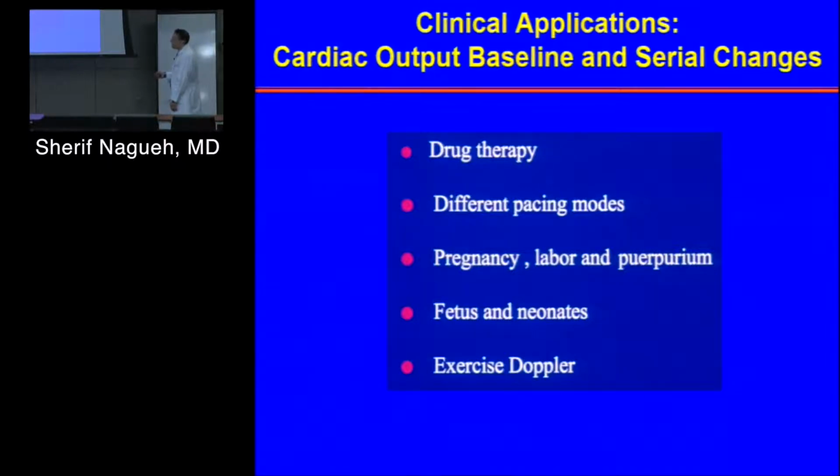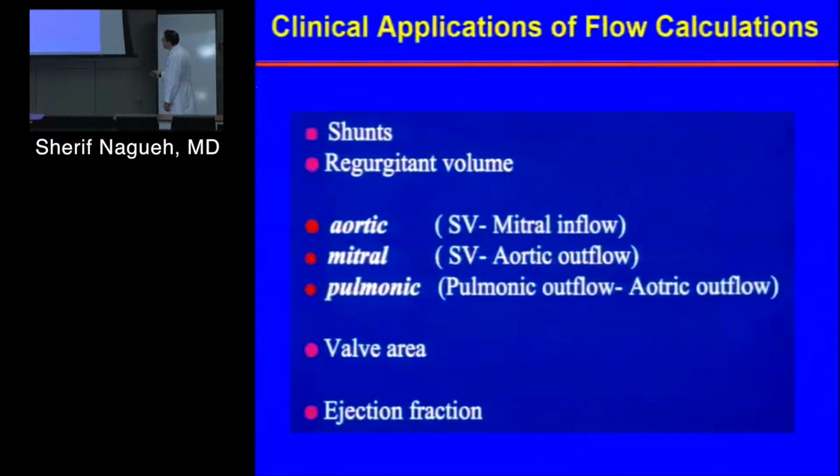We can look at physiologic changes with pregnancy, labor, and delivery. We can look at what happens to fetuses and neonates. There was a time when children with hyperbilirubinemia were treated with phototherapy, which produced vasodilatation and changes in cardiac output, and there was interest in what happens to them. And also exercise Doppler, which is important because with exercise we want to look at what happens to pressure and also what happens to volume, so we can combine that and look at flows.